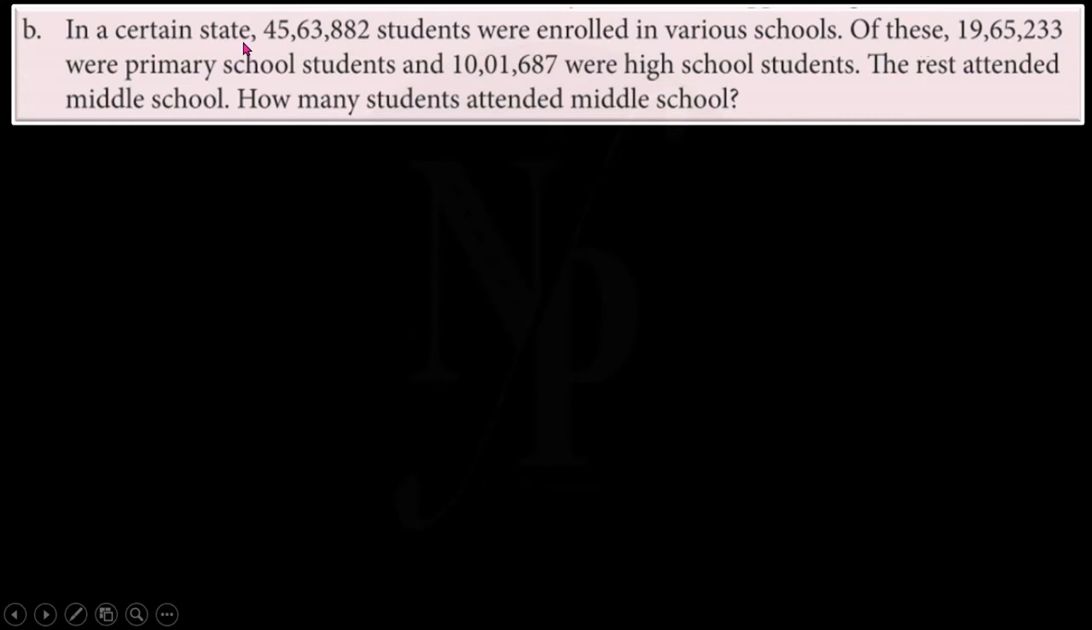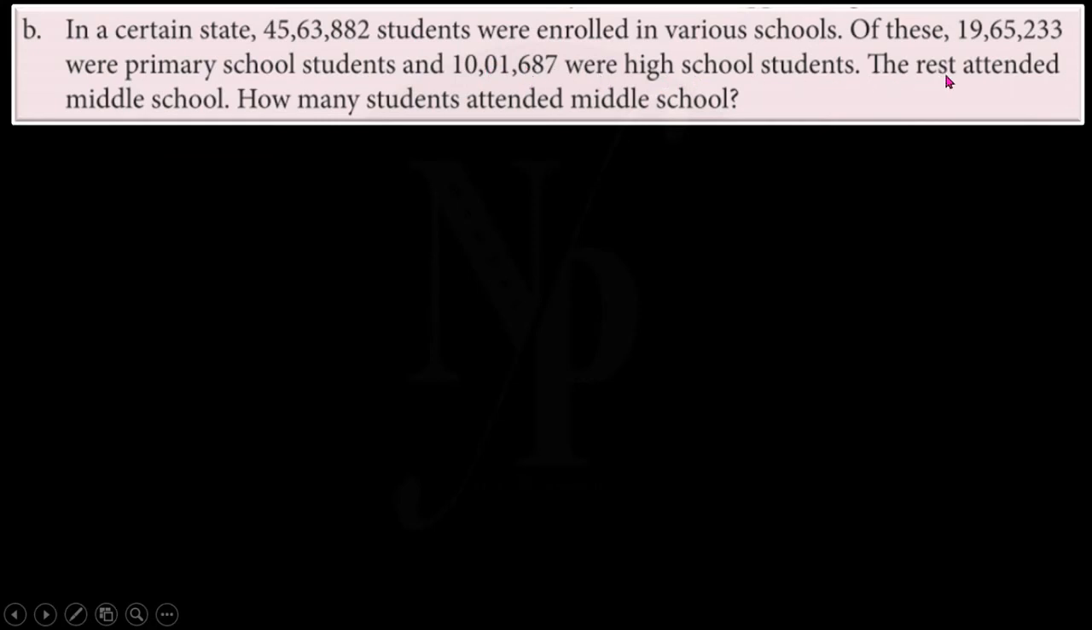Of these, among these students, 19,65,233 students are enrolled in primary school. They are studying in primary school, that is from class 1 to class 4. And 10,01,687 were high school students. So high school students means class 8, 9 and 10. This is the number of high school students.